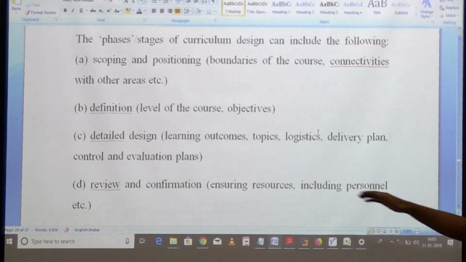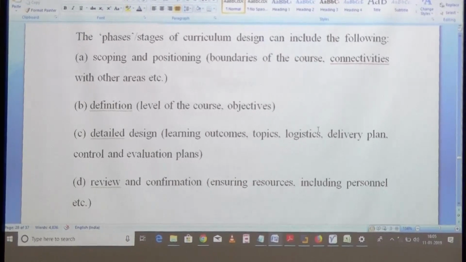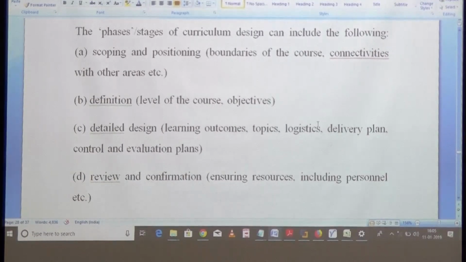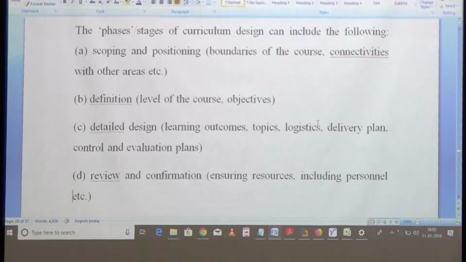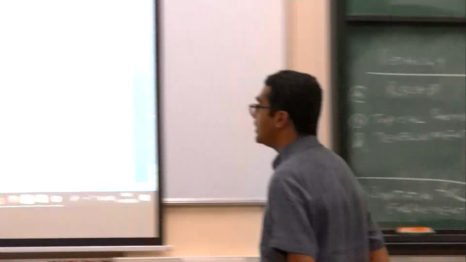Then detailed design. So you essentially have the skeleton of the course, which are, let us say, the objectives, but then what ensures those objectives? What are the activities, actions? What is the delivery plan? What will be the evaluative mechanism? What would be the formative assessment programs that you will have in place? So that would be essentially the detailed design.